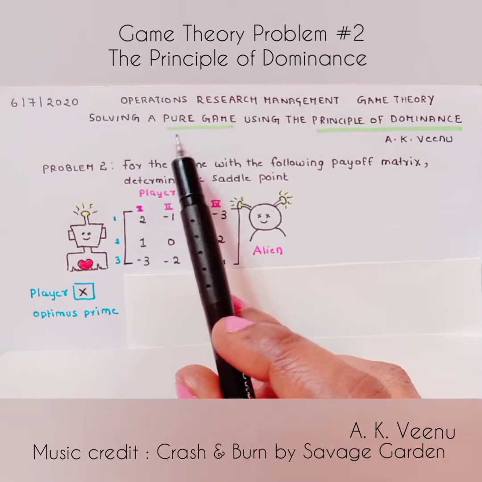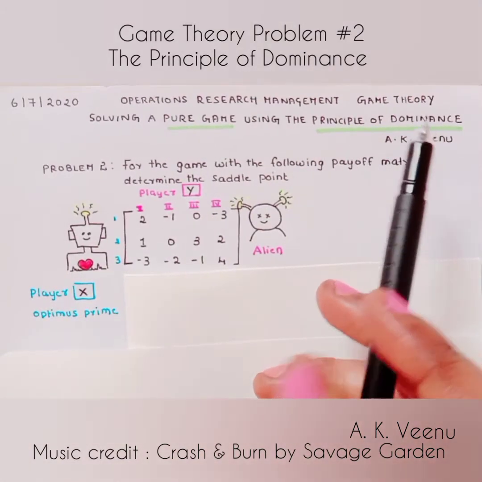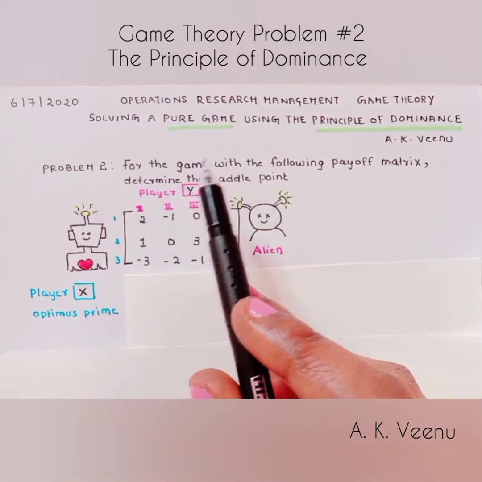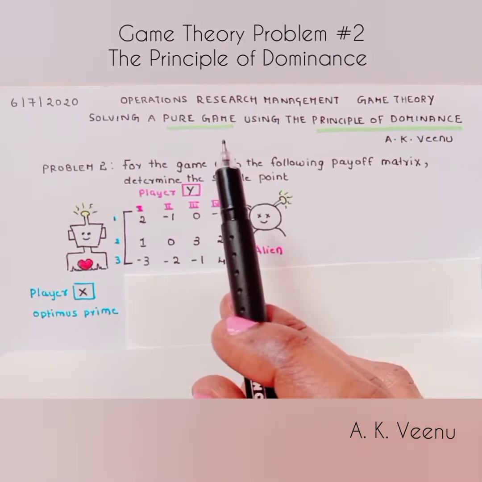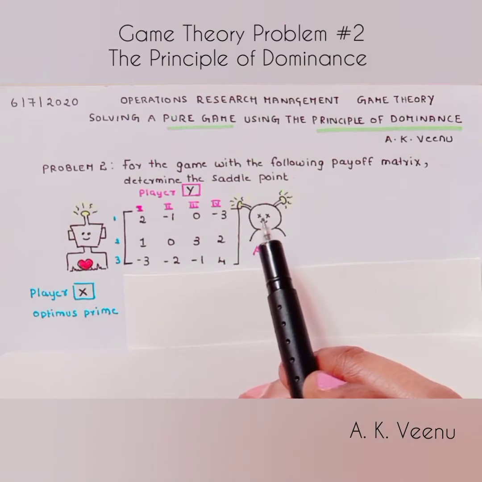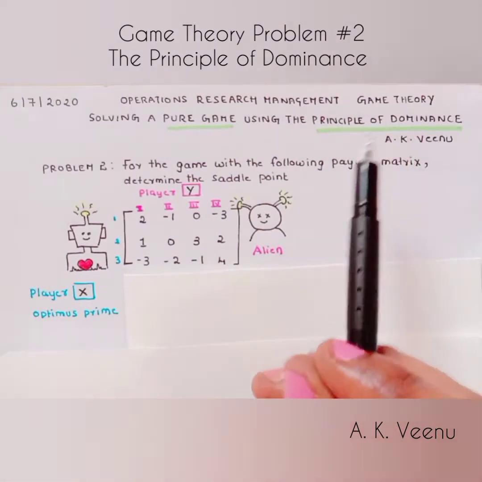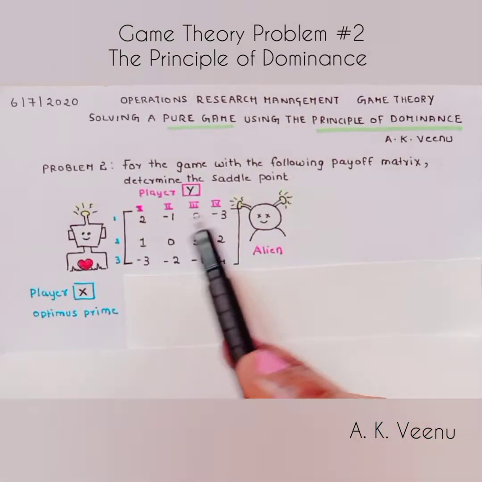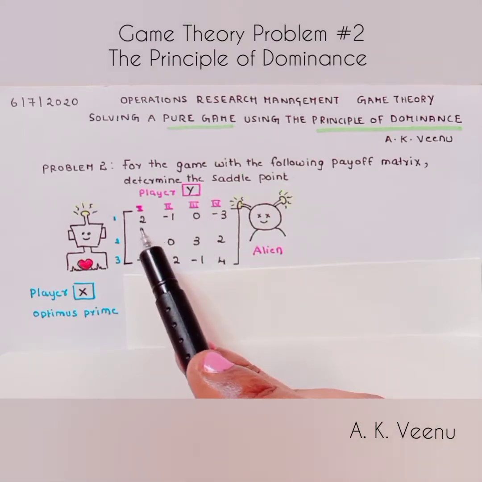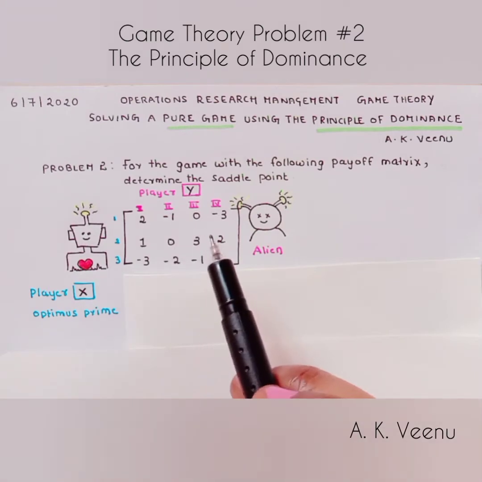Today we are going to solve a pure game using the principle of dominance. A pure game has a saddle point or an equilibrium point. And in a pure game, each player has one best strategy. And the principle of dominance is based on the phenomenon that in a payoff matrix, certain columns dominate over certain other columns and certain rows dominate over other rows.